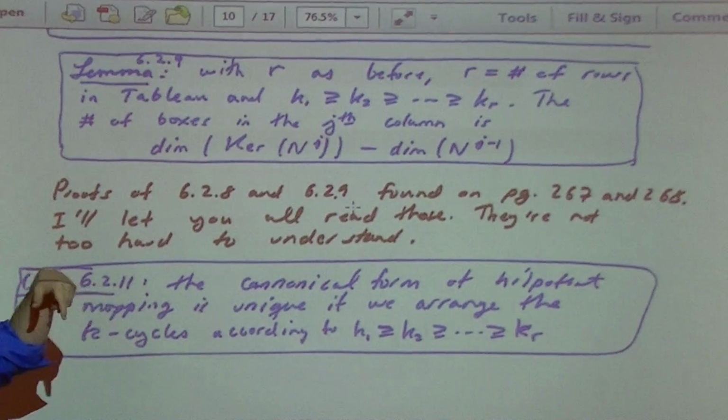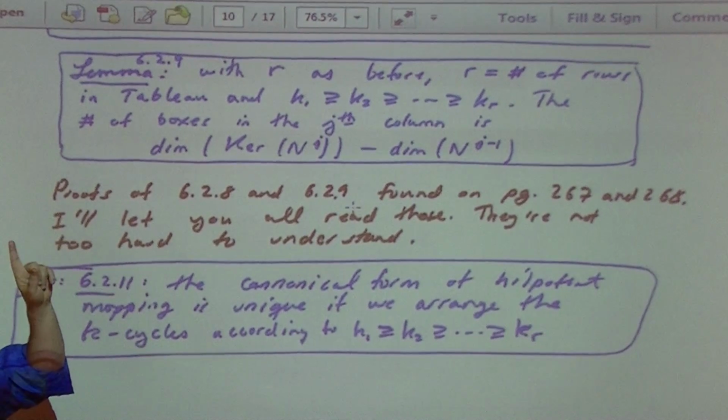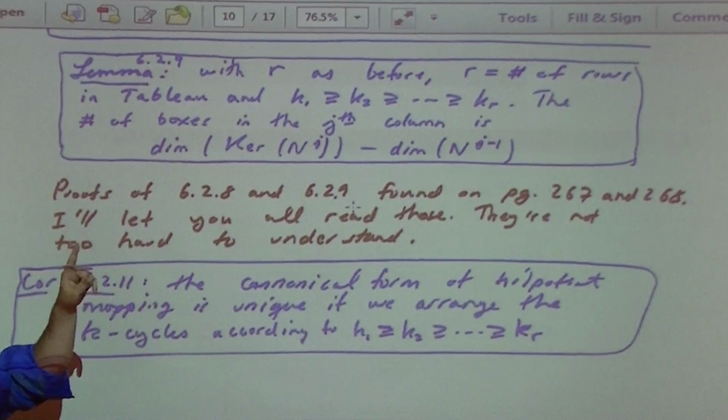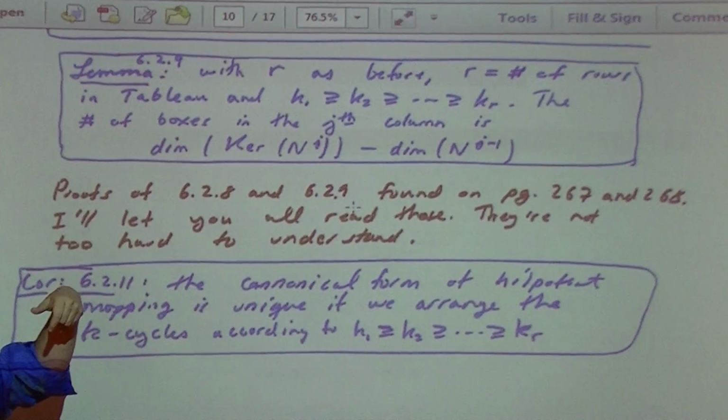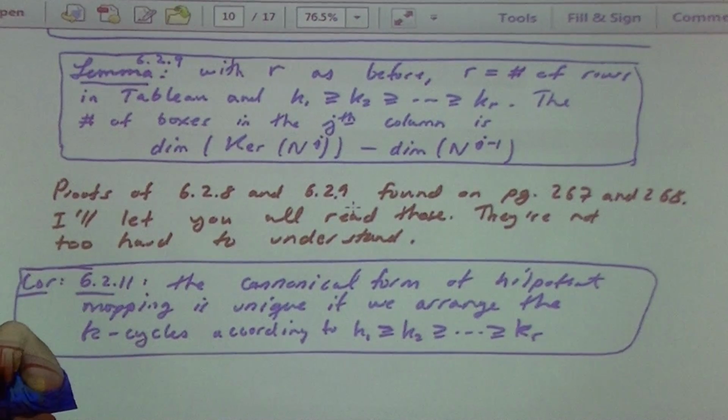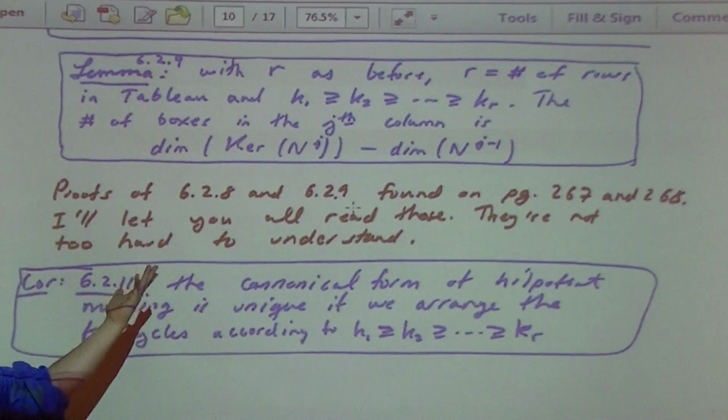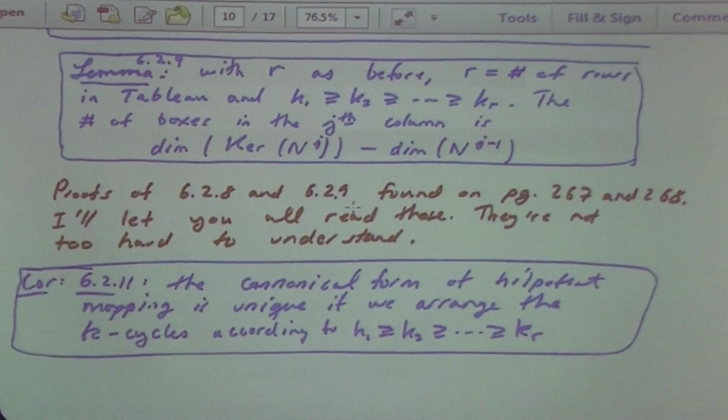Take, for example, j equals 1. j minus 1 is 0. What's n to the 0 power? It's defined to be the identity. What's the kernel of the identity matrix? Solve Ix equals 0. You get x equals 0. So the kernel of the identity is just 0.